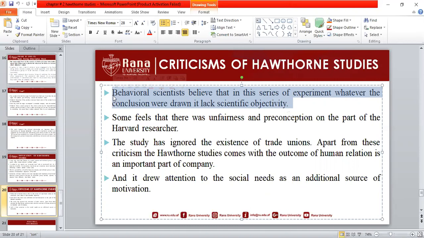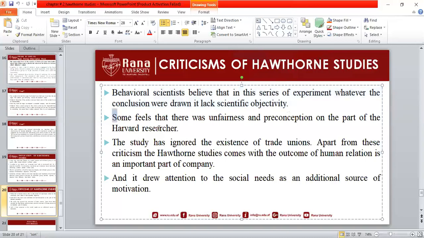Other researchers have criticism of this research, that whatever the series is, phase 1, phase 2, phase 3, phase 4, they believe it's a lack of scientific objectivity. Scientific objectivity means there is no step-by-step process in this research experiment, as they believe. Okay, that was one criticism. We just have to see and observe the criticisms, that's it.